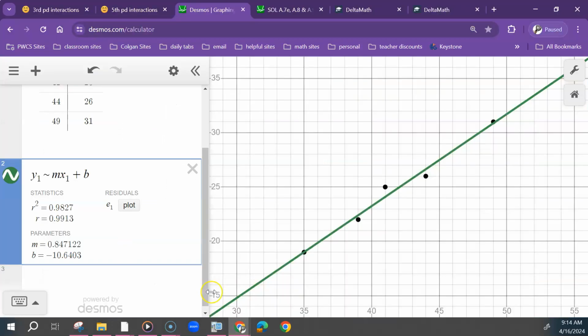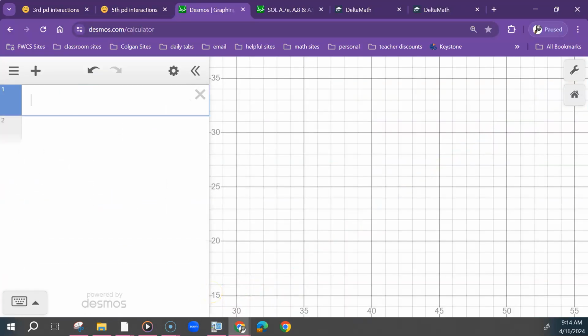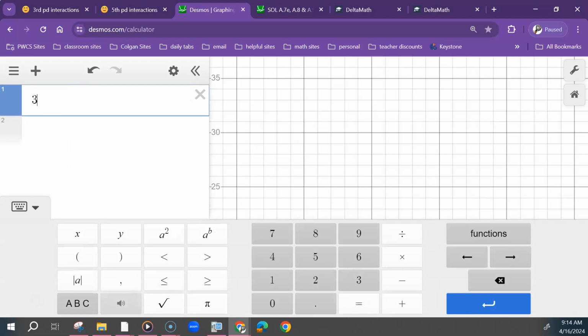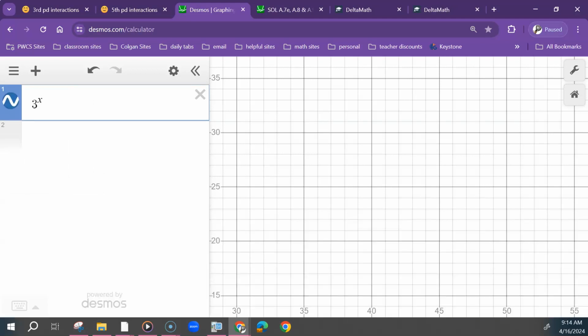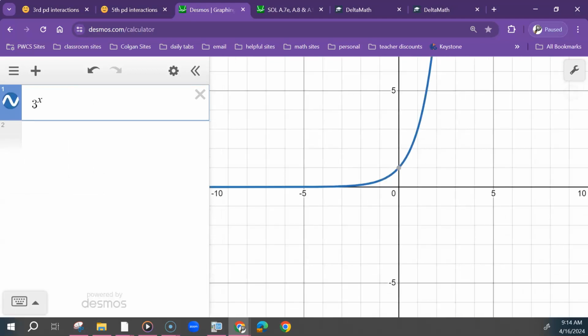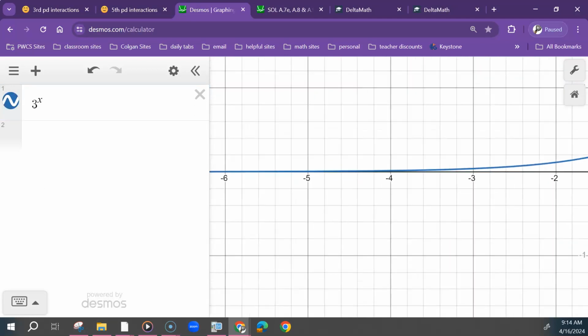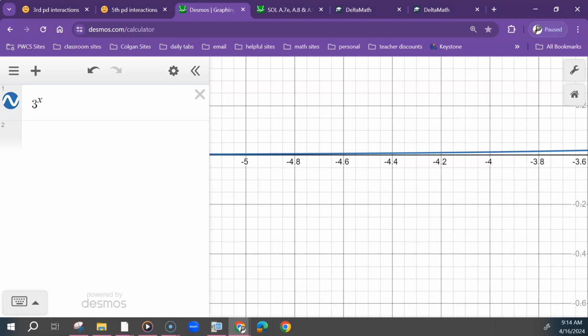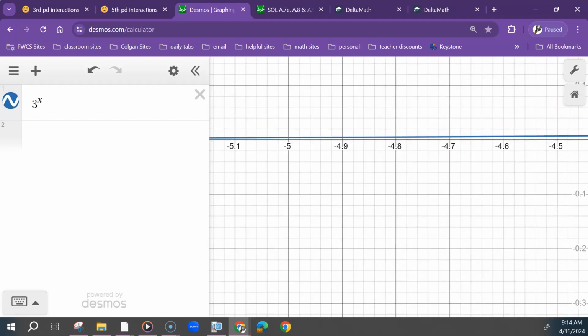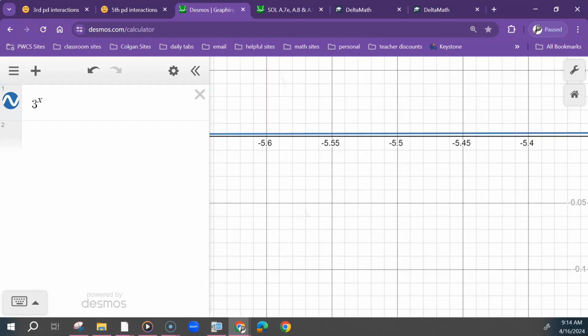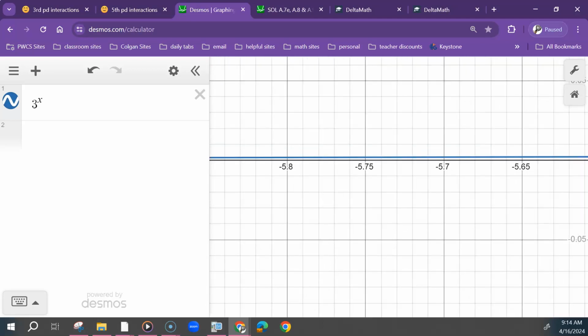On Desmos, again, it looks like it's on the x-axis, but as I start to zoom in towards the x-axis, I see that it's not actually touching it. And it's going to do that forever and ever in that direction. And you could go and do that and see how far it does that in your own time.